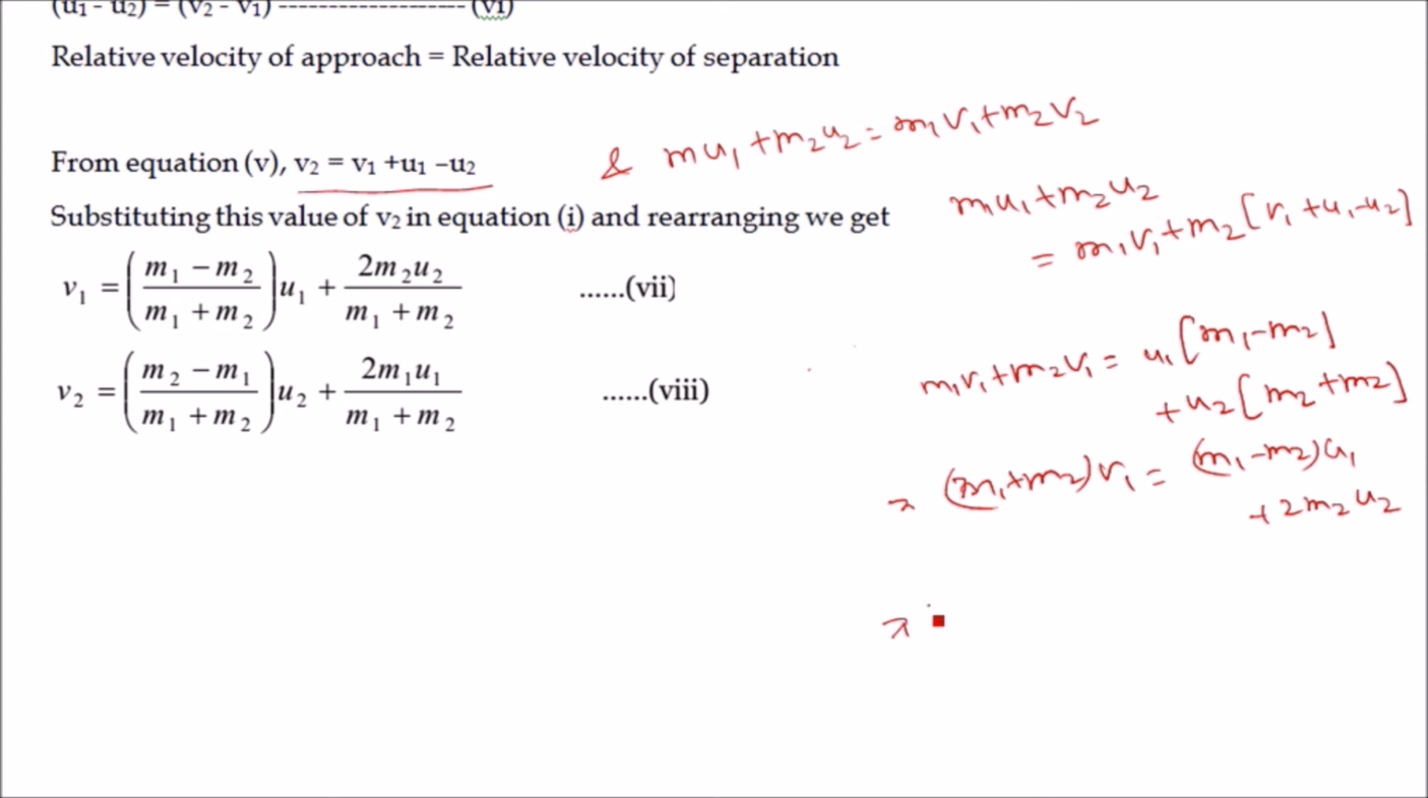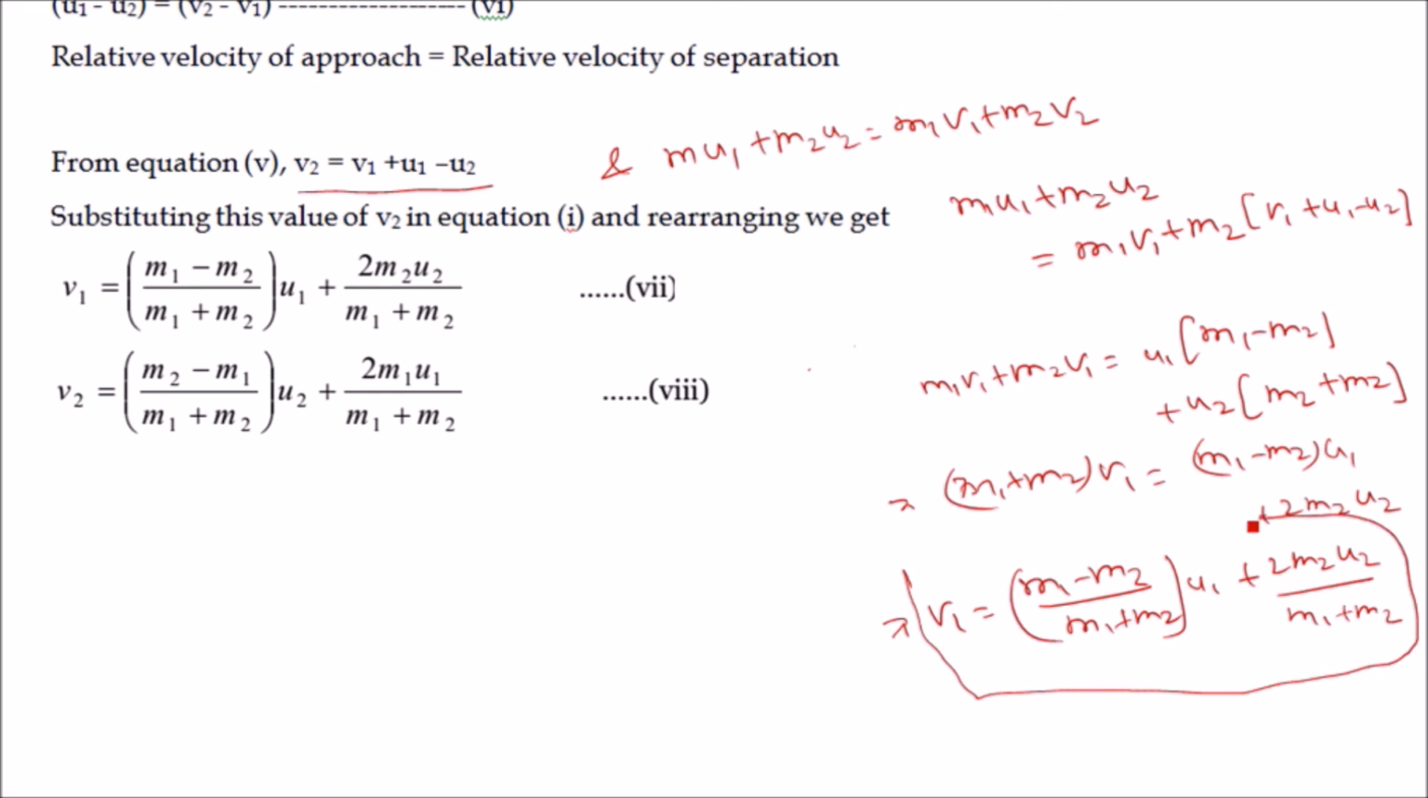u2, and from there we get v1 is equal to (m1 minus m2) divided by (m1 plus m2) into u1 plus twice m2 u2 divided by (m1 plus m2). So clearly the velocity of mass 1 after collision is given by this formula.